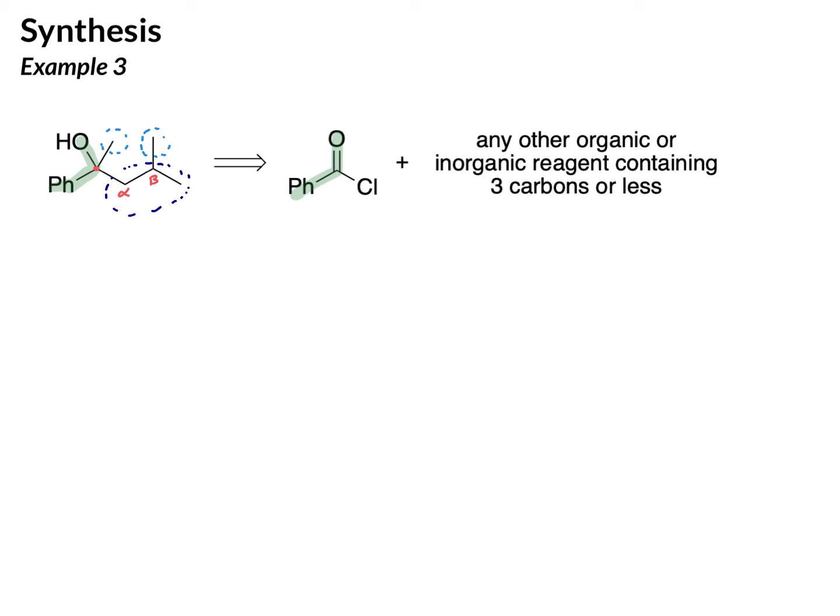So a lot to think about here, but if we break this apart, let's go in reverse. And I'm going to start by kind of disassembling, starting with this methyl group. So we could add the Grignard reagent to this carbonyl compound. Next, let's think about taking away this methyl group.